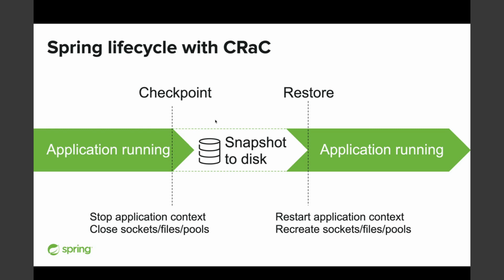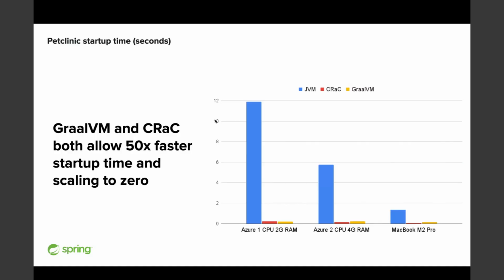The question is, what does that approach give you, right? In the spectrum between pure JVM run on the one side, and the Graal native image on the other side, you can actually achieve similar startup times with that coordinated restore checkpoint approach, right?